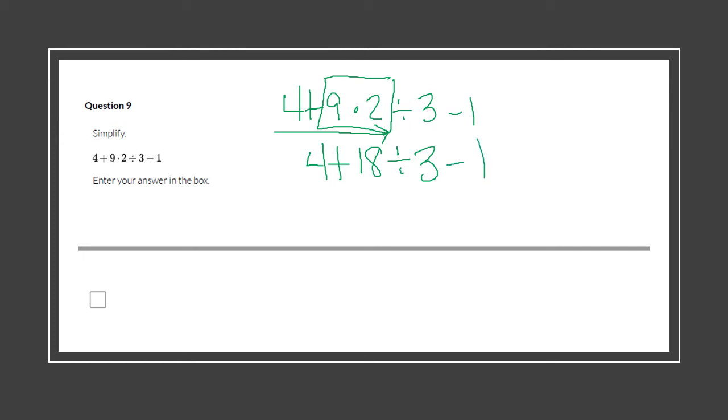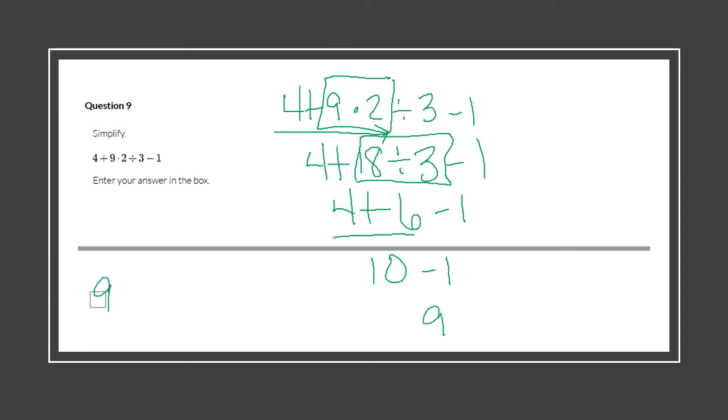Now I'm going to do it again. Left to right, I only see this division. So 4 plus 18 divided by 3 is 6. And now I'm going to do addition and subtraction left to right. So I'm just going to start here. 4 plus 6 is 10. And then 10 minus 1 gives me 9. So my answer is 9.